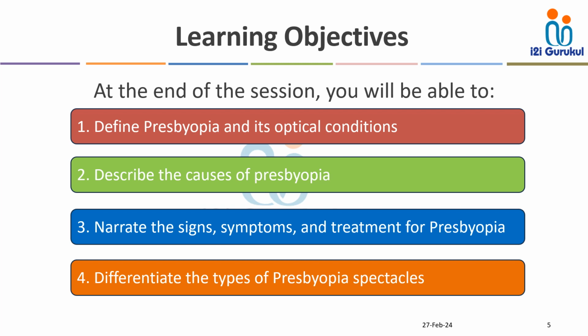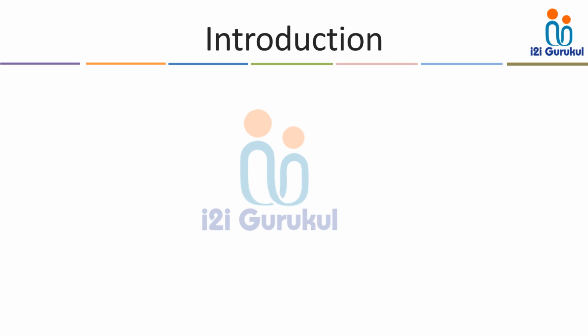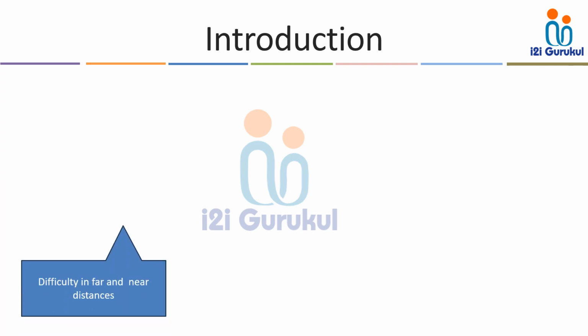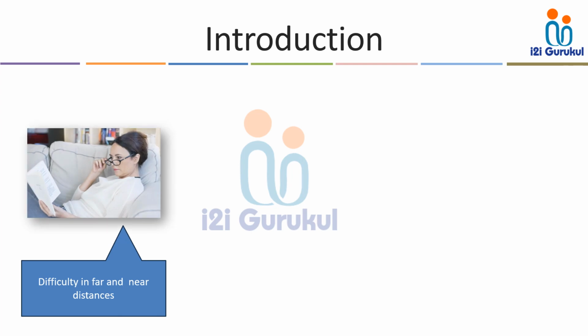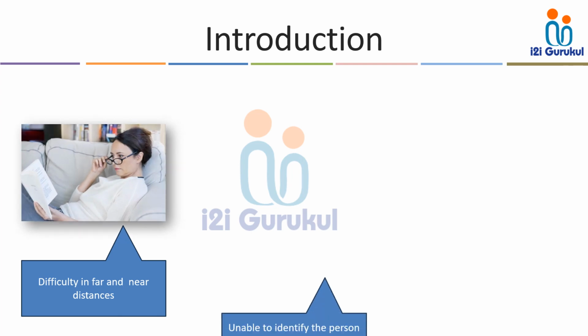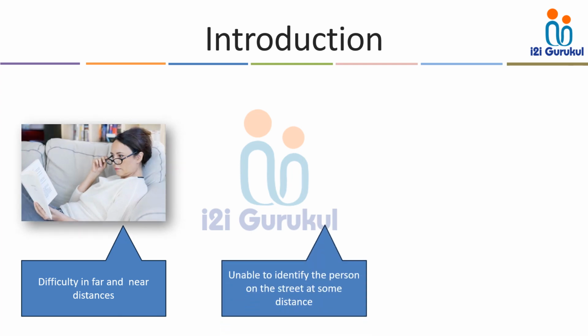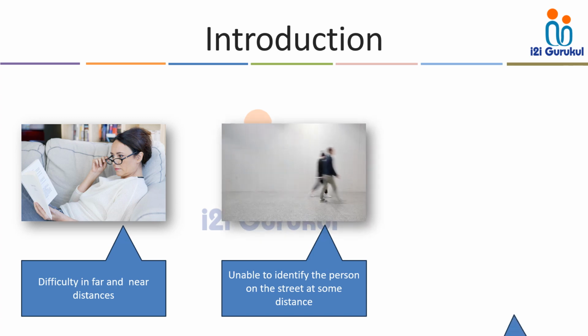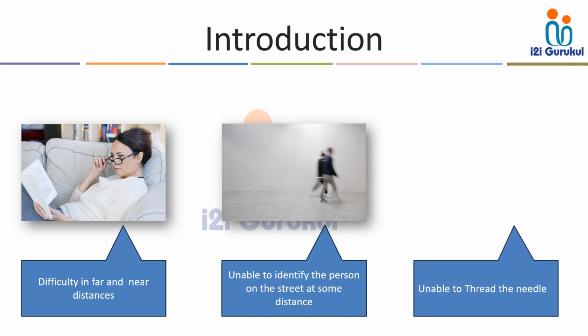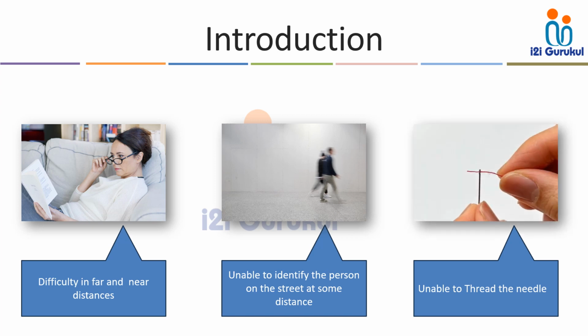Moving towards the introduction, we may get many people in the clinic who report that they have difficulty with far and near distance. They have difficulty identifying persons on the street at some distance, and they also have difficulty while doing near activity. Threading a needle is also difficult for them. These all come under presbyopia.